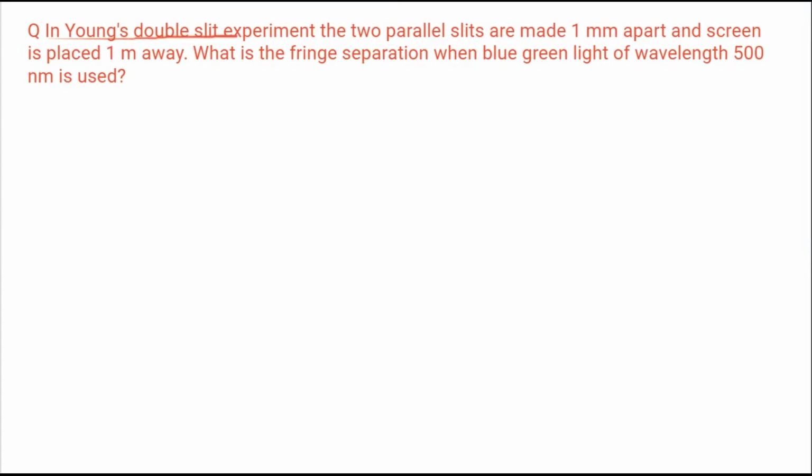In Young's double slit experiment, the two slits are made 1 millimeter apart and a screen is placed 1 meter away. What is the fringe separation when blue-green light of wavelength 500 nanometer is used?